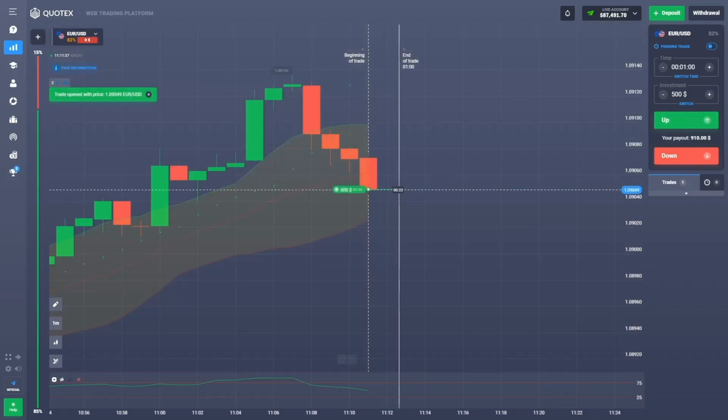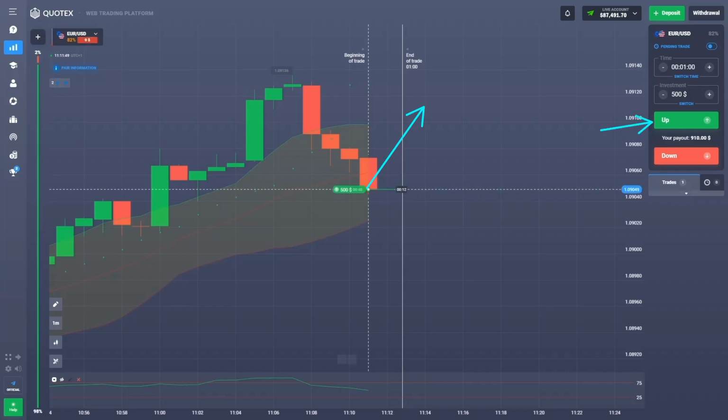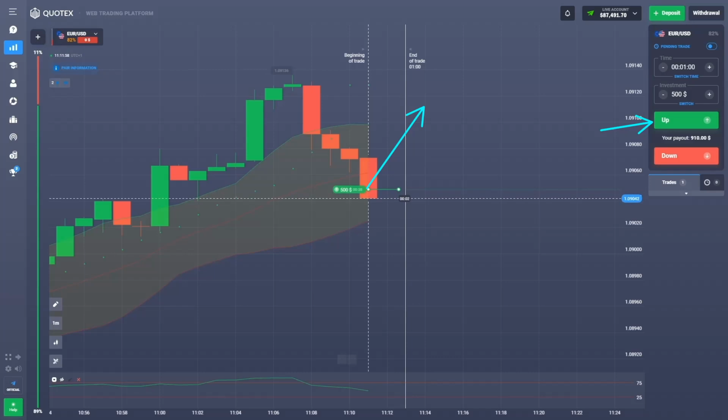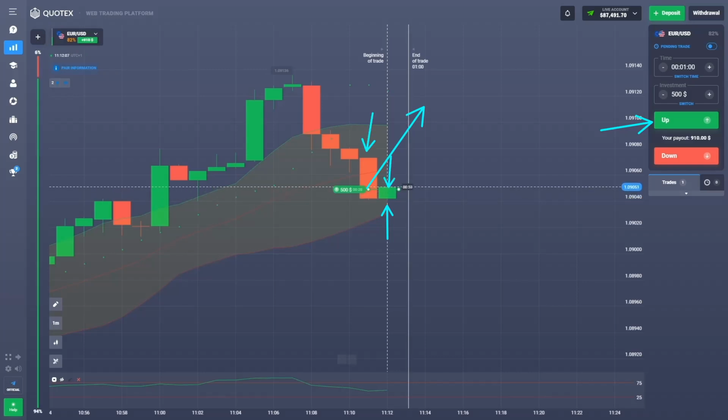All right, let's open another trade. Yeah, up, long position, as crypto traders like to call it. Here I predict that the next candle is going to be a green candle, right? This one is going to be a green candle here. So we had a red candle. We are expecting a green candle.